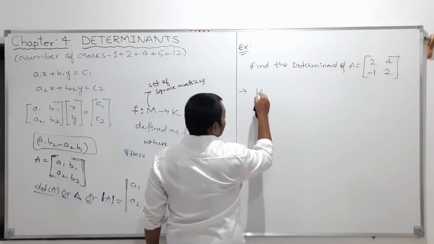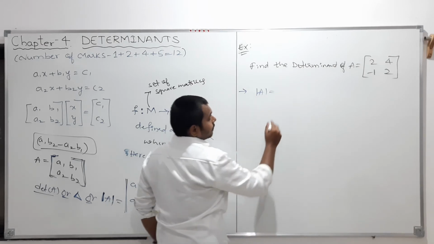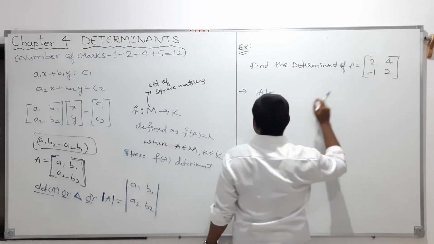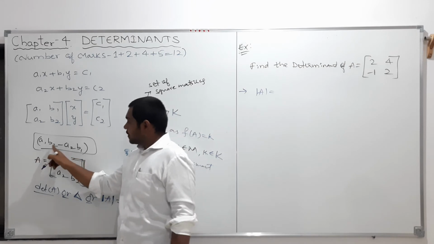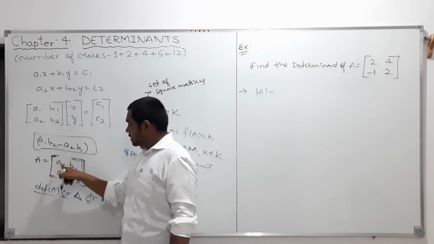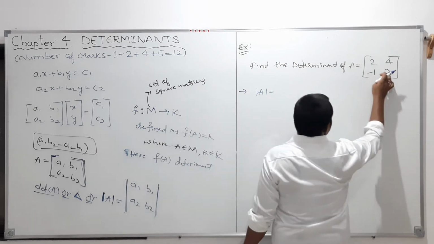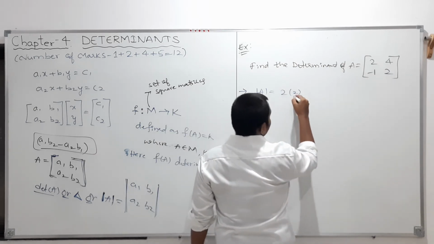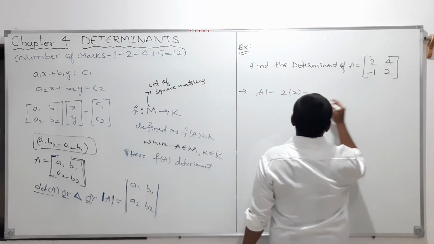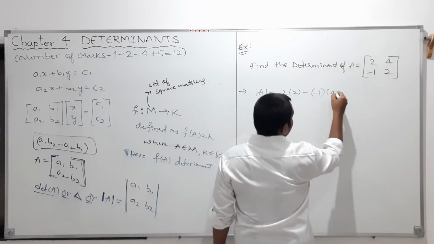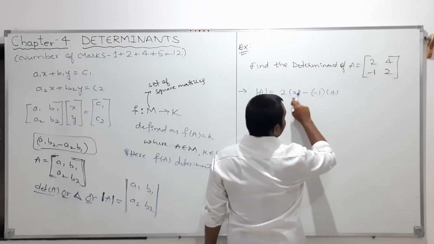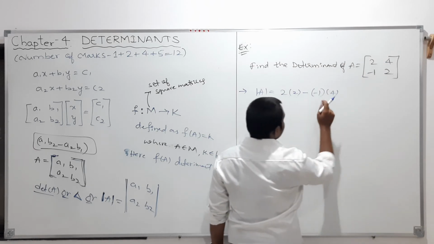So determinant of A is equal to, my dear students, we should find by using A1 B2 minus A2 B1. It means this element into this element minus this element into this element. So 2 into 2 minus 1 into 4. This element into this element minus this element into this element.